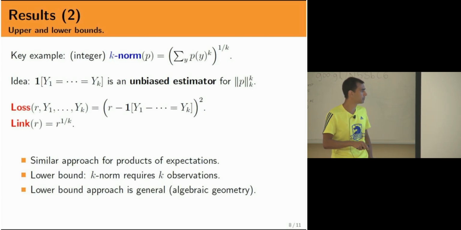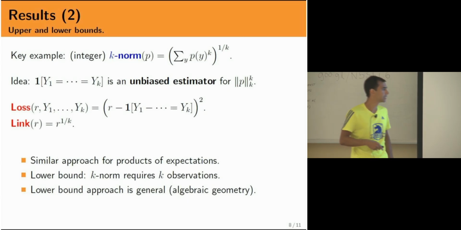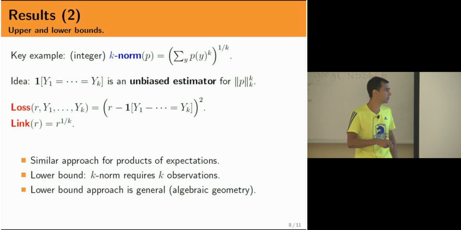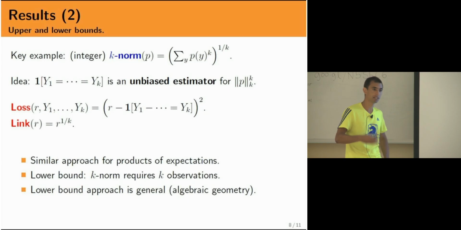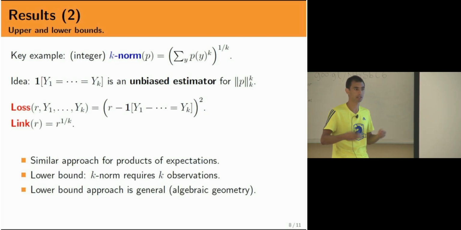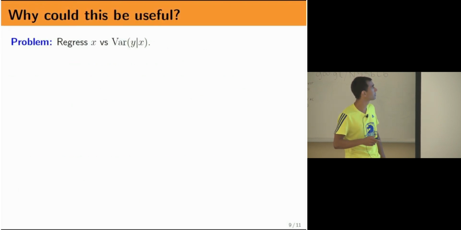The lower bound's a little bit more work, but the idea is that the k-norm of a distribution we can show requires k observations and cannot be elicited with k minus 1, the idea being that its level sets cannot be the zeros of any degree k minus 1 polynomial. Okay, and that's all I want to say about those results.